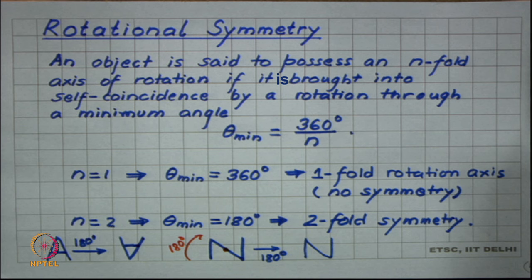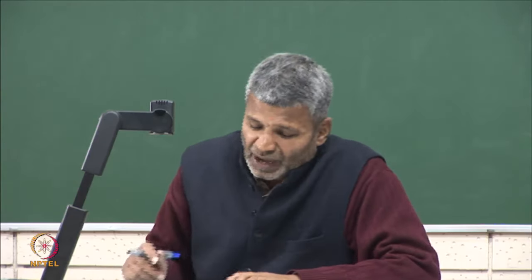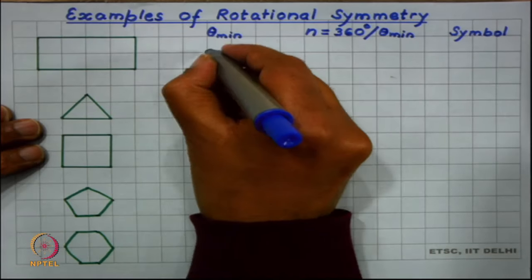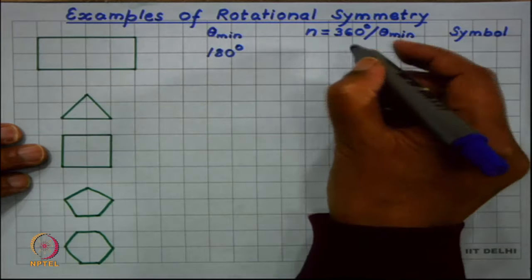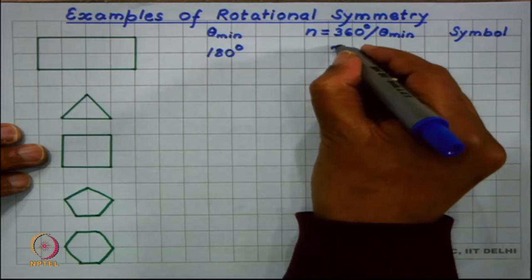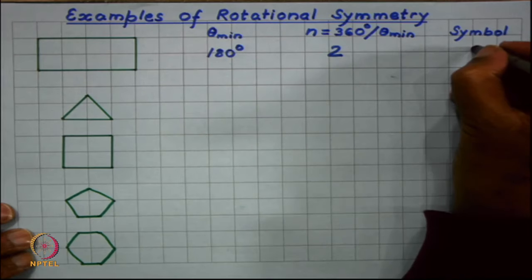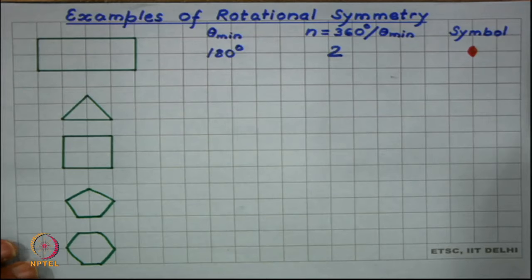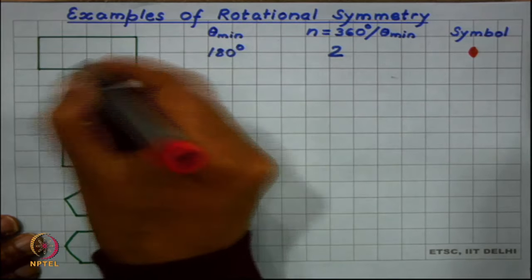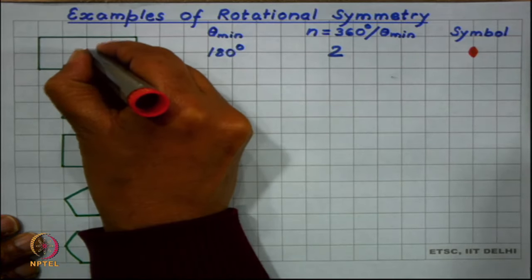Let us illustrate this rotational symmetry by examples of some two-dimensional figures. So here I have a rectangle. Rectangle, if I rotate by 180 degree, it will come into self-coincidence. So 360 by 180 will be 2. So it's a twofold axis of symmetry. And crystallographers use a small lens symbol to represent this twofold symmetry. To indicate that this rectangle has a twofold symmetry passing through its center, I put this little lens here at the center.